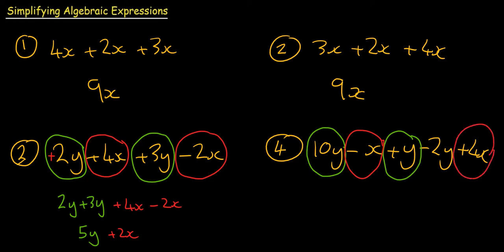And we missed out the y here. Okay, so we've got 10y plus y minus 2y. Then we've got negative x plus 4x. If we add the y's together, we've got 10y plus another y is 11y. Subtract 2y, and then we're left with 9y. If we add the x's together, we get 4x minus x is 3x.